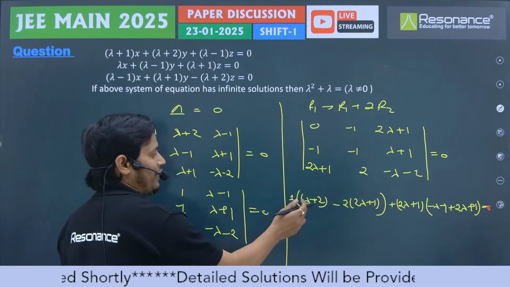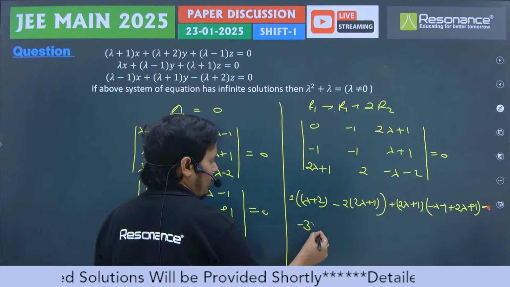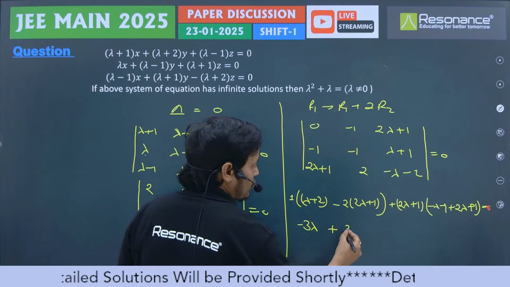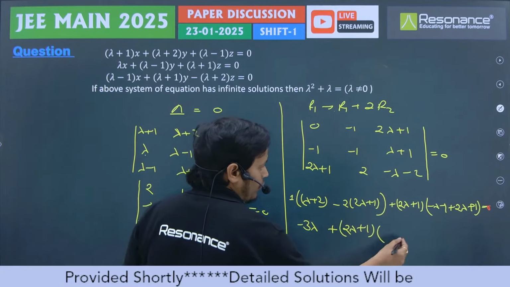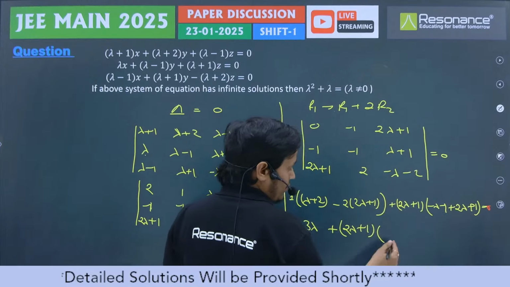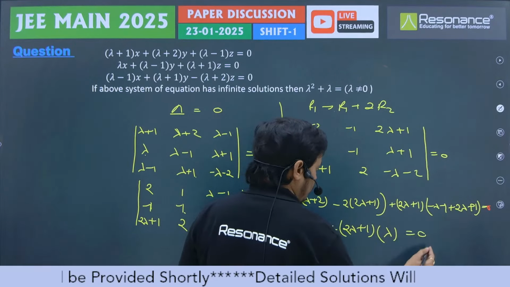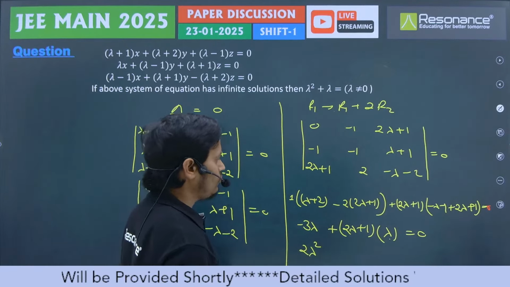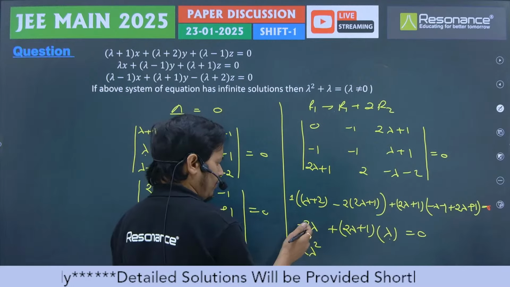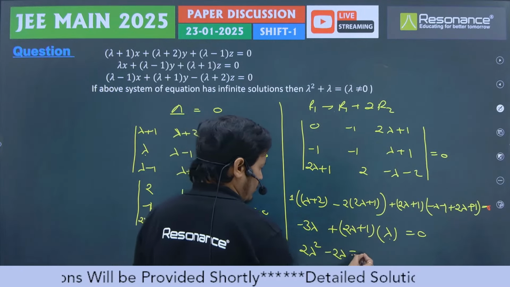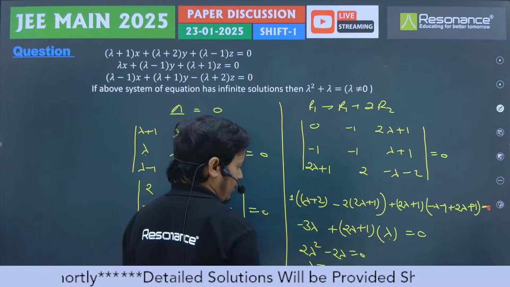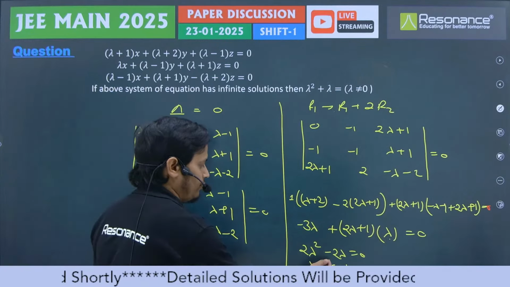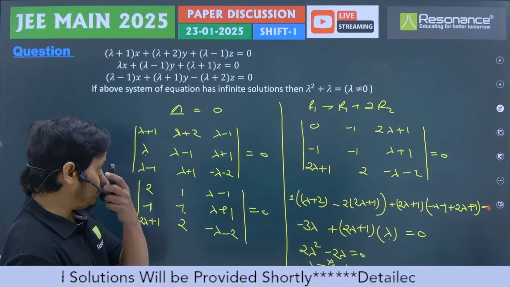Now if we simplify, lambda minus 4 lambda is equal to minus 3 lambda, plus 2 and minus 2 cancel out. Then plus (2 lambda plus 1) into (2 lambda minus lambda), that is equal to lambda, equal to 0. If we multiply, 2 lambda square and then plus lambda minus 3 lambda, we got minus 2 lambda, equal to 0. If we simplify, we are getting lambda equal to 0, 1. As they give that lambda can't be equal to 0, here we got 1.